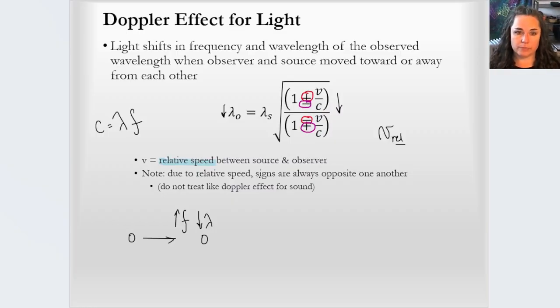And so when they're moving away from one another, V relative, the frequency is going to go down, which means that the wavelength has to get longer. And so if we want the observed to be longer than the original, then we'd have to multiply by something larger, and that's why we're going to put a plus on the top and a minus on the bottom. Okay, so hopefully you followed that.